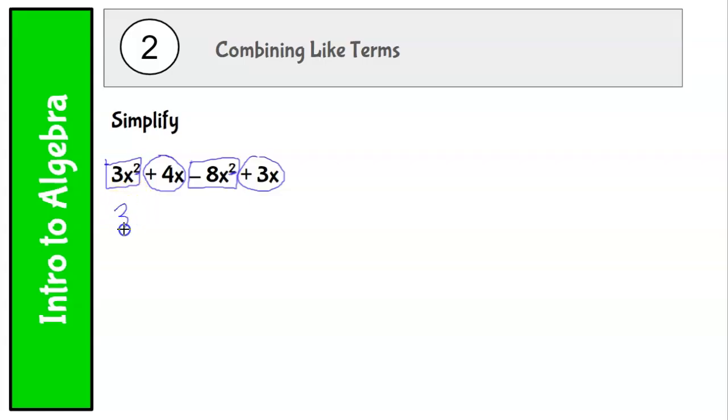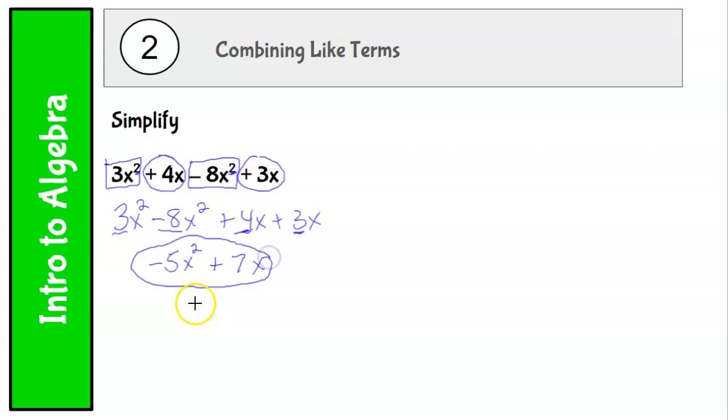So 3x squared, I'm going to bring the minus 8 over with it when I rearrange these. And then I'm going to write the plus 4x and the plus 3x next to each other because they're buddies. I'm going to subtract the coefficients this time because it's 3 minus 8, so that's negative 5. And the variable stays the same. It's still going to be x squared. And then I'm going to combine the coefficients here, and I get 7x. This is my answer, negative 5x squared plus 7x. I can't simplify that anymore because x squared and x are not like terms.